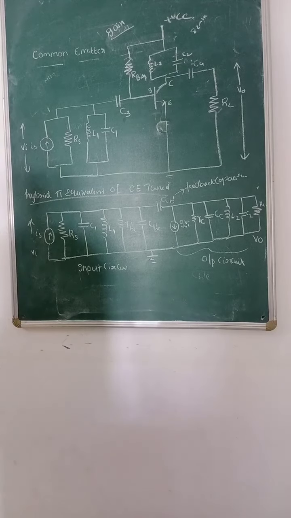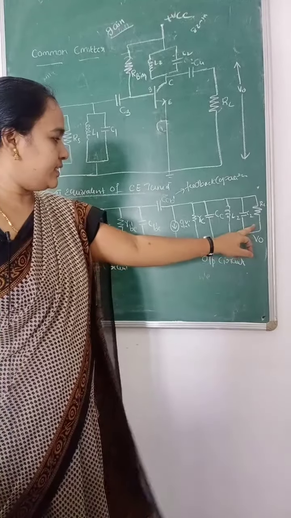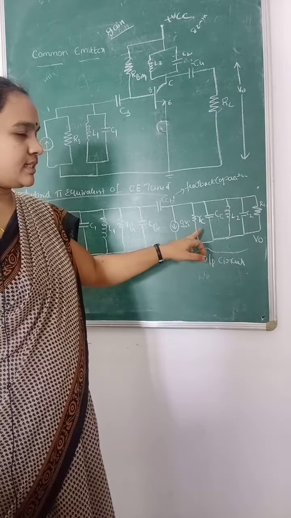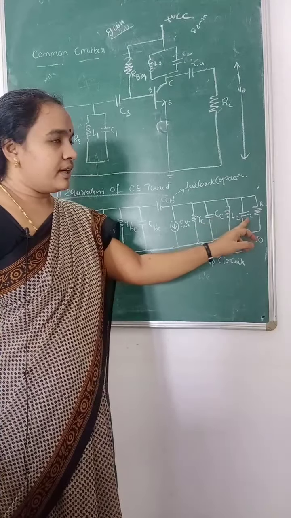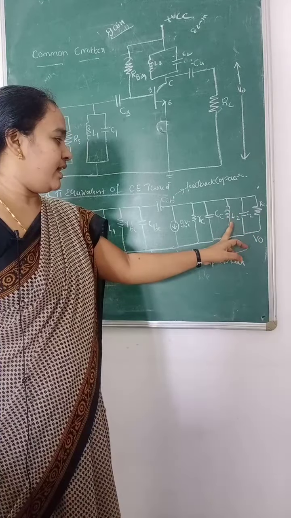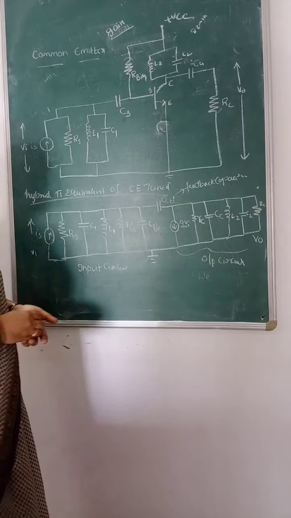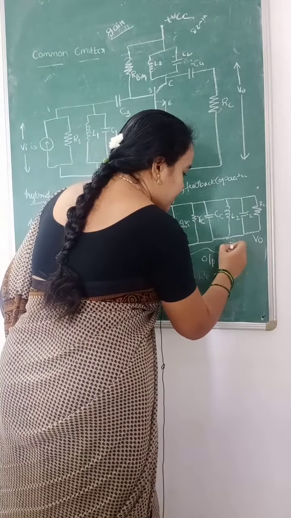If you consider the output circuit, from this circuit the load resistance is in parallel combination with the output resistance, and here we will have two capacitances in parallel combination and one inductance. Let us assume that this resistance is also having a resistance R2.